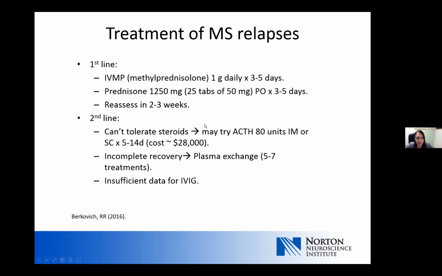Some of my patients can't tolerate steroids or they have uncontrolled diabetes. And in that case, you can try ACTH or Acthar. The only issue is that it's very expensive and can be hard to get. If you can't get Acthar, or if a patient has a really severe relapse or incomplete recovery, you can try plasmapheresis or plasma exchange. The only issue with that is you have to have a dialysis catheter.